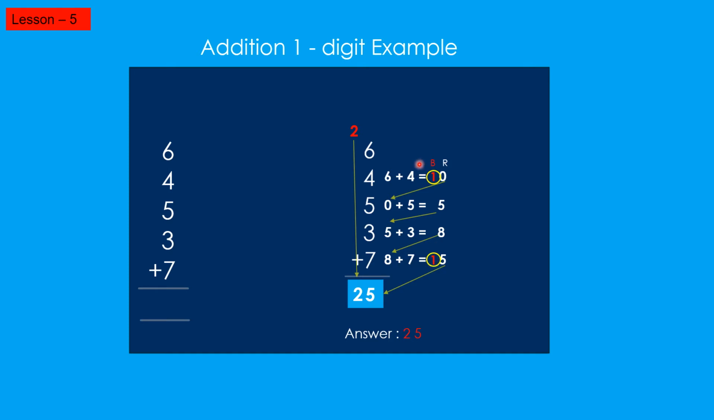Then you add up the circled bases. So 1 plus 1 is 2. 2 you write in the next column. Here in the next column there are no numbers at the tens place. So this 2 will come down in the answer box and your answer is 25.